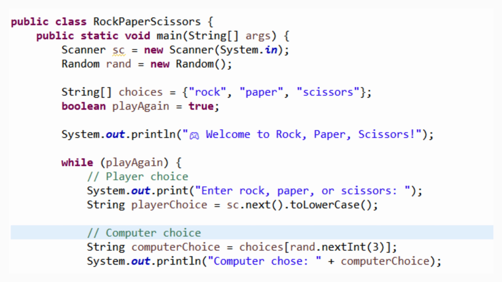Rock, Paper, Scissors. While playAgain, System.out.print enter rock, paper or scissors. String playerChoice equals sc.next().toLowerCase(). String computerChoice equals choices[rand.nextInt(3)]. System.out.println computer chose plus computerChoice.